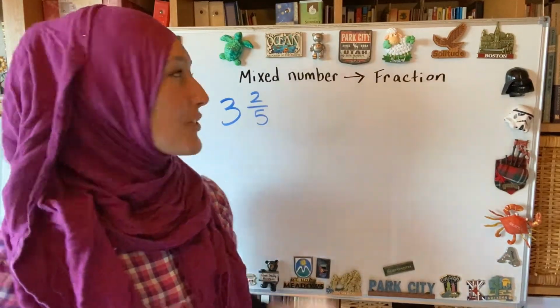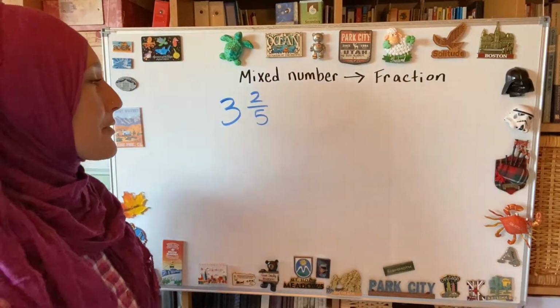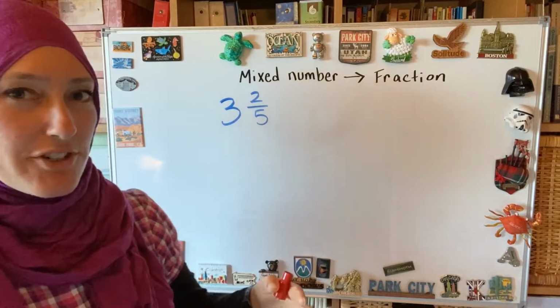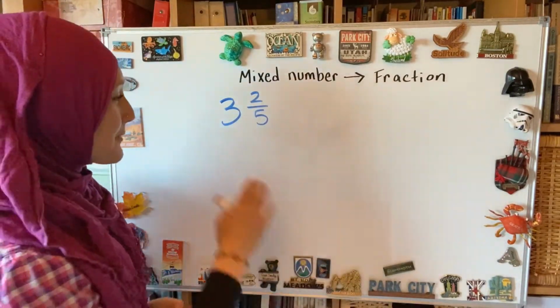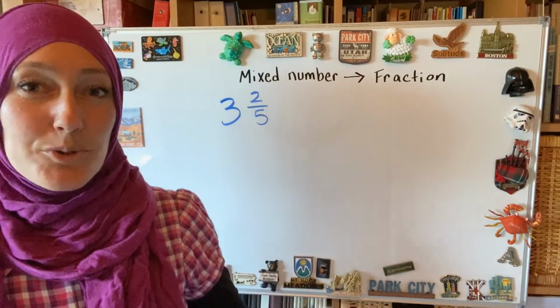This is a mini lesson on going from mixed numbers to improper fractions. Starting with a mixed number, you have the whole amount here and the fraction here, and we want to turn all of it into a fraction. We know that it's an improper fraction, meaning it's greater than 1, because we have 3 wholes right here. So it's going to be a larger numerator.